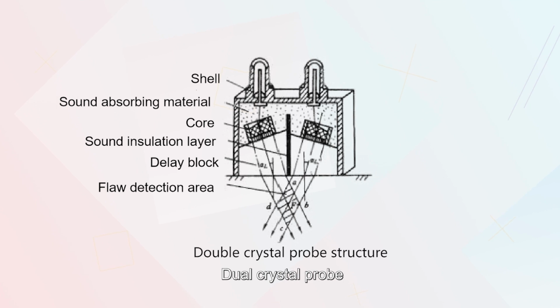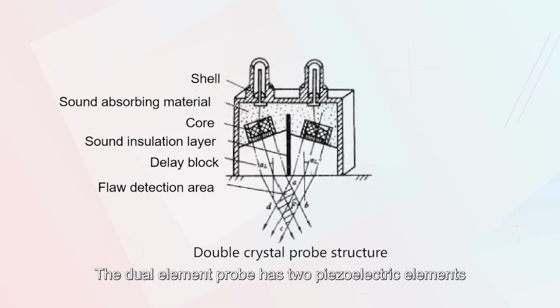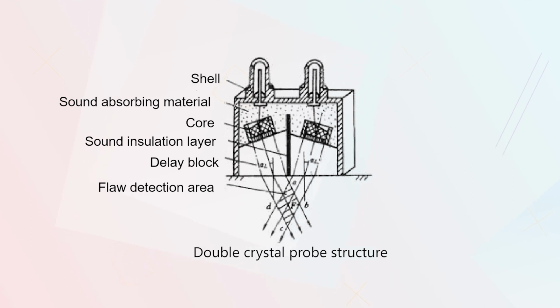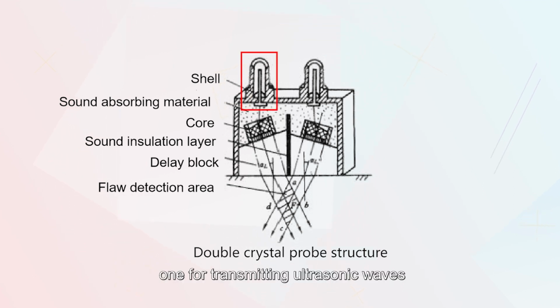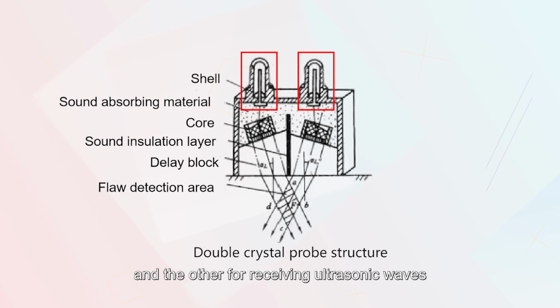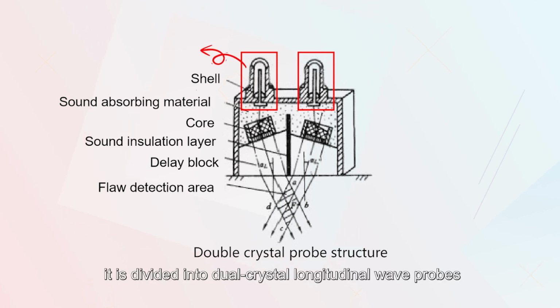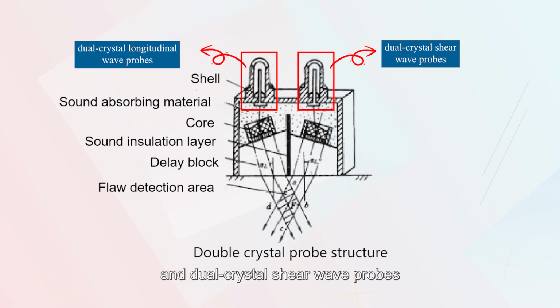3. Dual crystal probe. The dual element probe has two piezoelectric elements, one for transmitting ultrasonic waves and the other for receiving ultrasonic waves. According to the different incident angles, it is divided into dual crystal longitudinal wave probes and dual crystal shear wave probes.